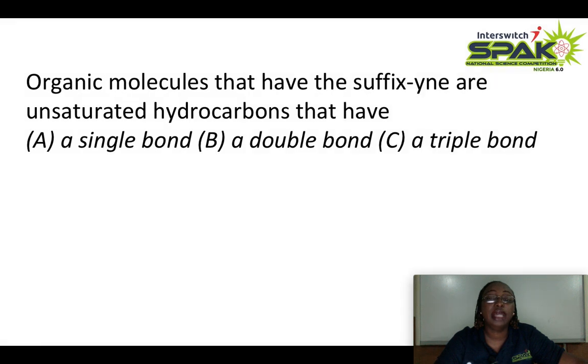Organic molecules that have the suffix YNE are unsaturated hydrocarbons that have a single bond, a double bond, or a triple bond. If you look at the options very well, the answer is a triple bond. Yes, organic molecules that end with YNE have triple bonds.